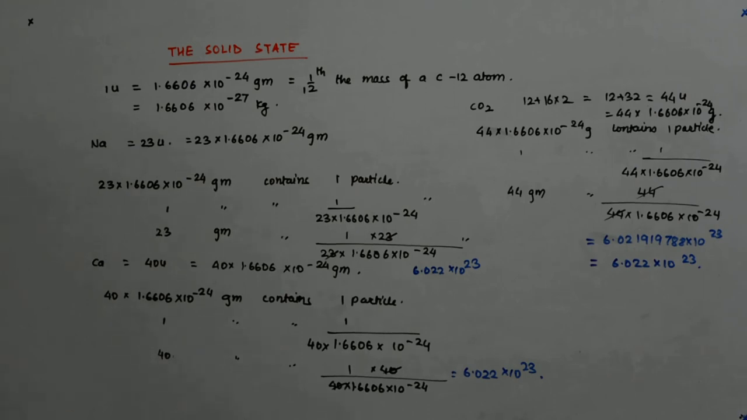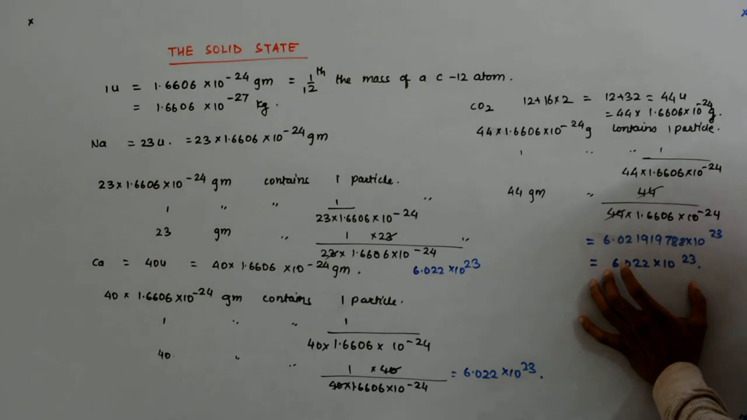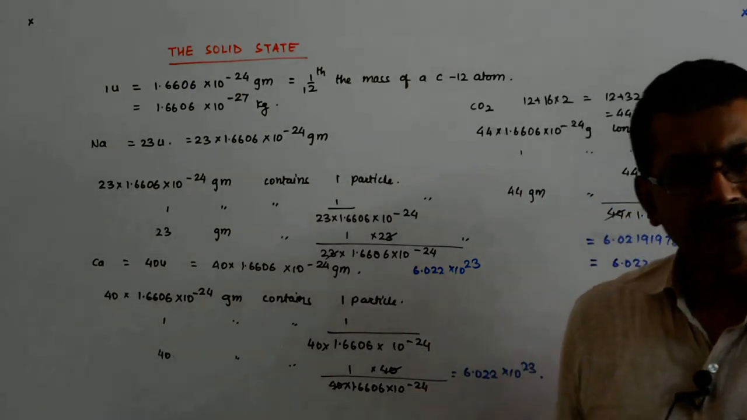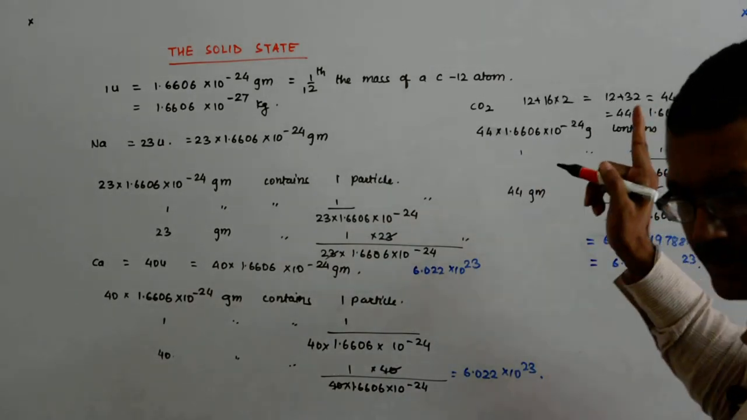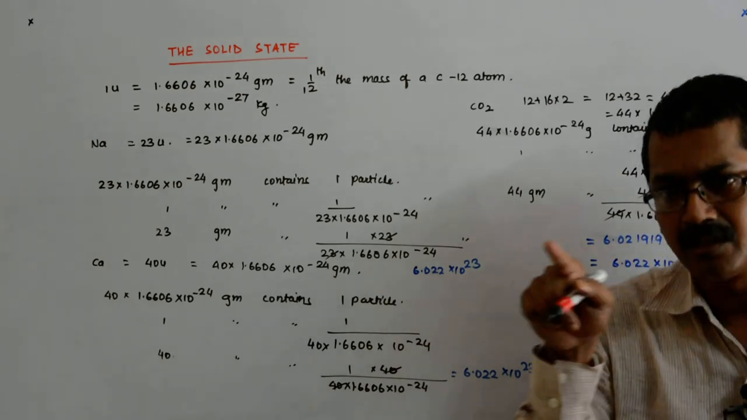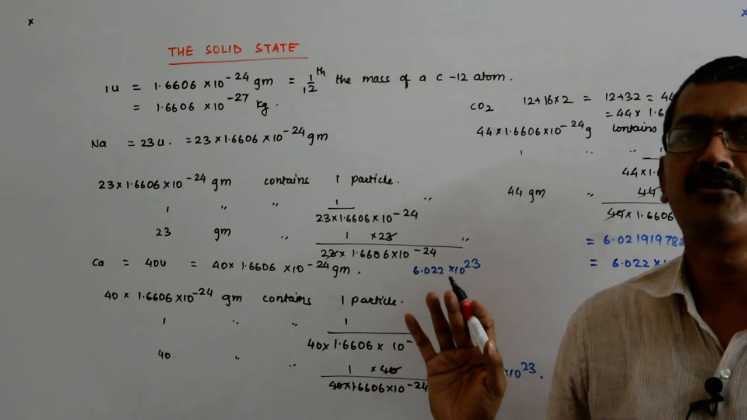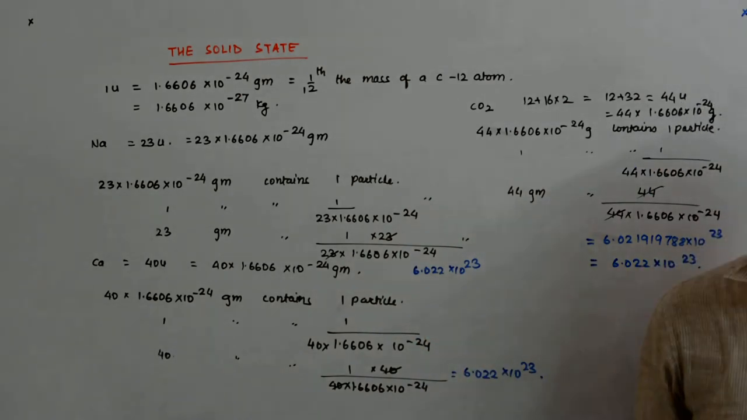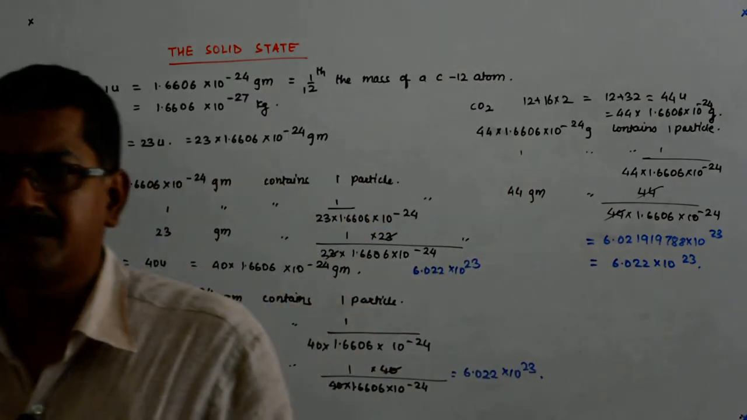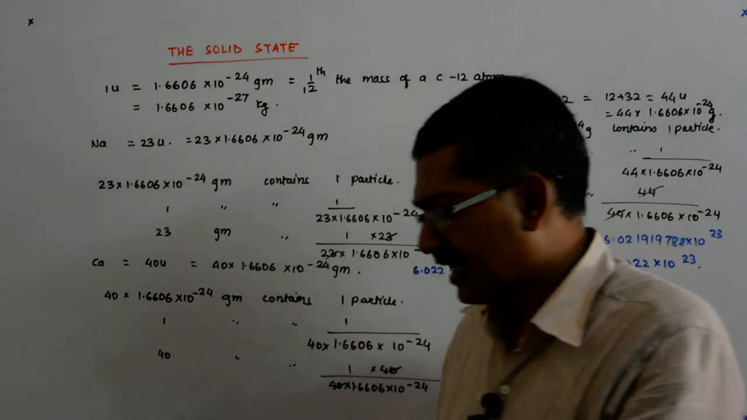So now you understand, if you take Avogadro's number of carbon dioxide molecules, it'll have a mass of how much? Whatever is the mass of one molecule in U, you replace it by G and it'll be 1 mole. Correct. This is the only concept of mole that you should be knowing, and beyond that, it is nothing.